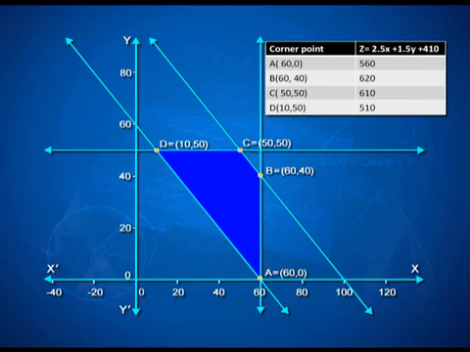Here I have 4 corner points A, B, C and D with their coordinates listed as you can see. Calculate z at all of these 4 points. Do you see a minimum cost coming up somewhere? Yes, I think so. That is very, very obvious. So, we are looking at a minimum transportation cost of 510 rupees at the point D, which has coordinates 10, 50. So, do you think our problem is solved?